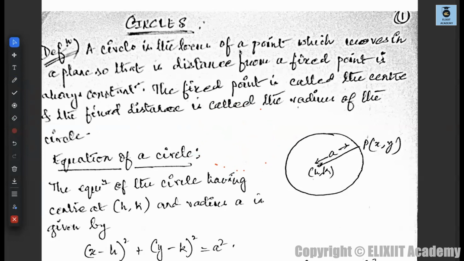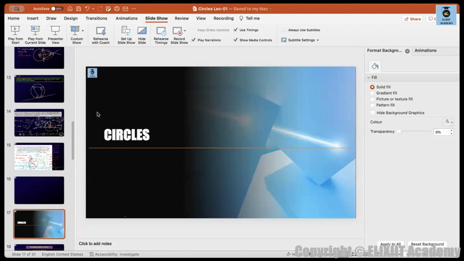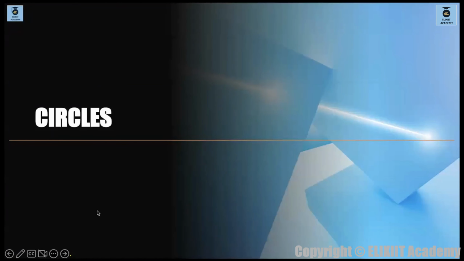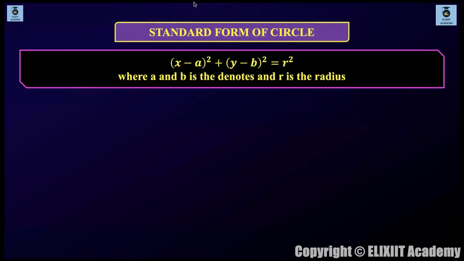Fine. So next I come down to the equation of the circle. Next we come down to the standard equation of the circle. Again I come down to this. Write down the standard equation of the circle.